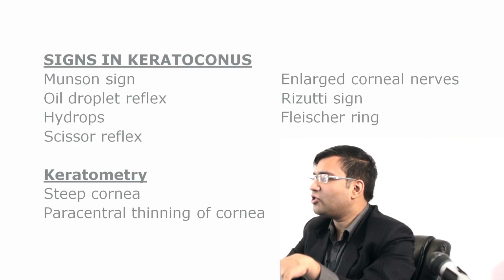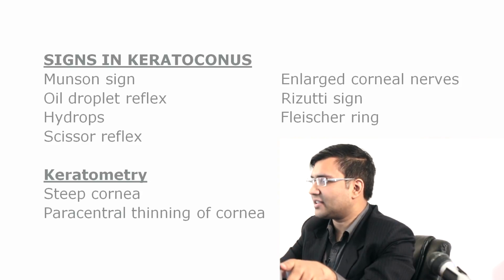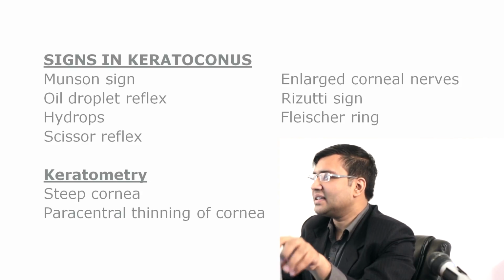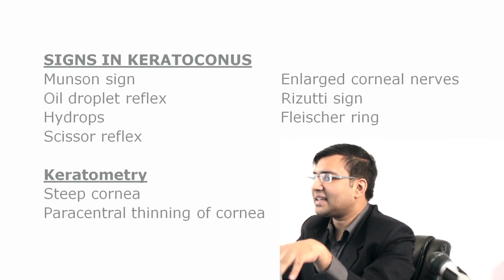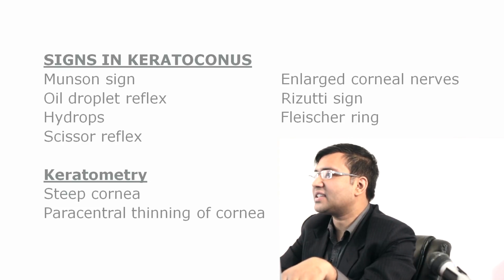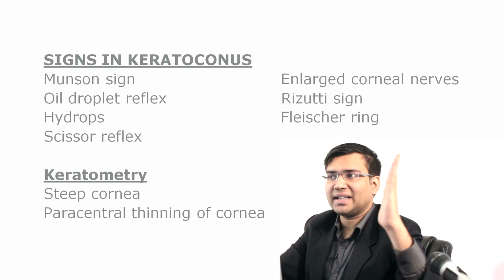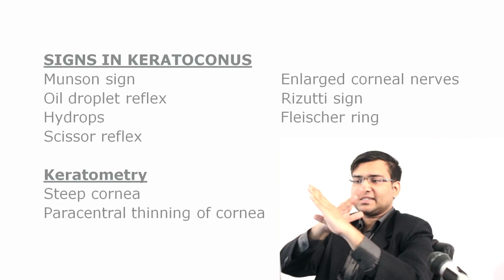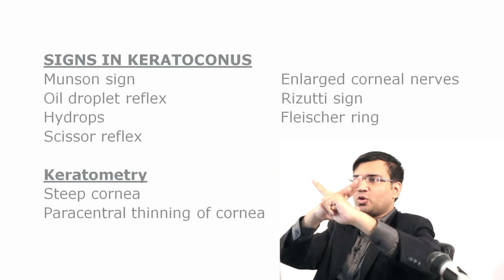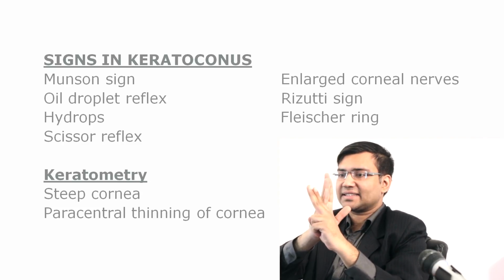The second is oil droplet reflex. When we give the power of glasses, then we do the retinoscopy. In the retinoscopy, there is a yellowish round reflex that comes, that is called the oil droplet reflex. Plus, as I have told you earlier, these patients have cylindrical power. So when we move the retinoscope from, let's say, right to left, the reflex doesn't go straight, it goes like this. So this is called scissor reflex.